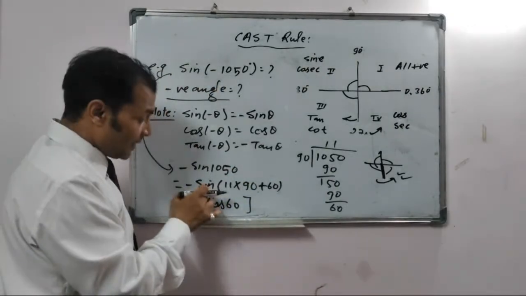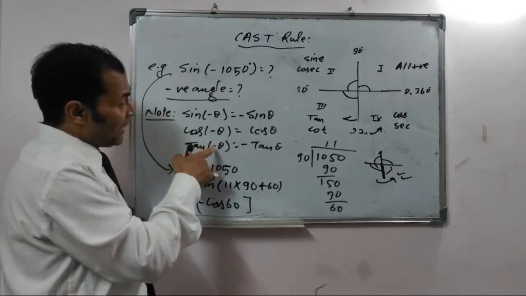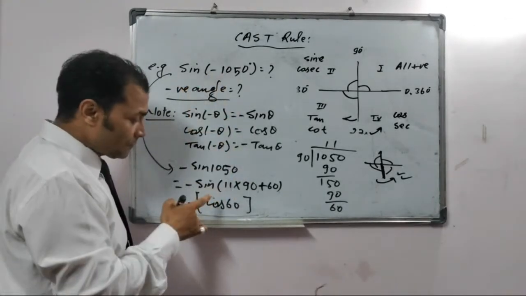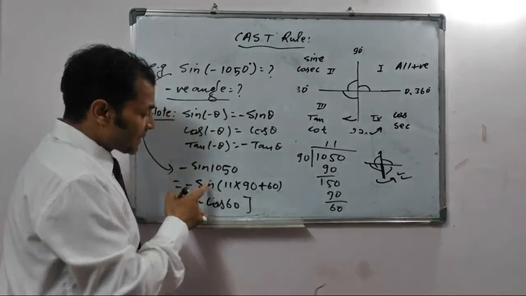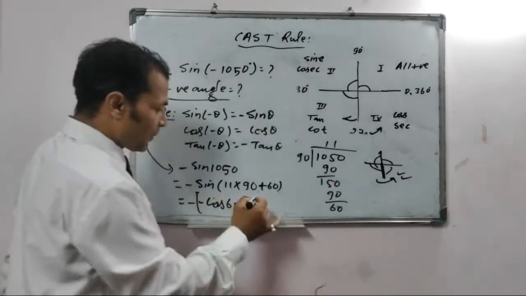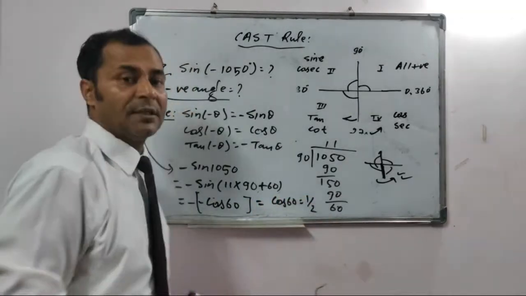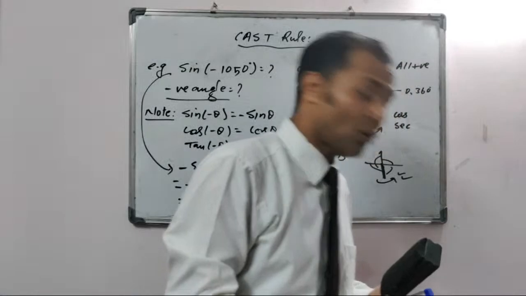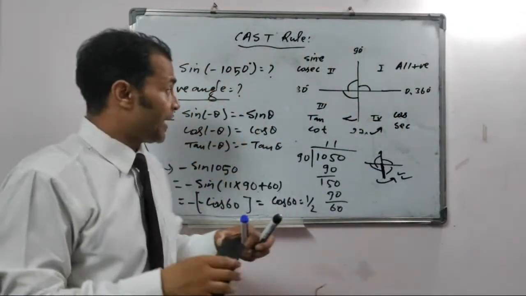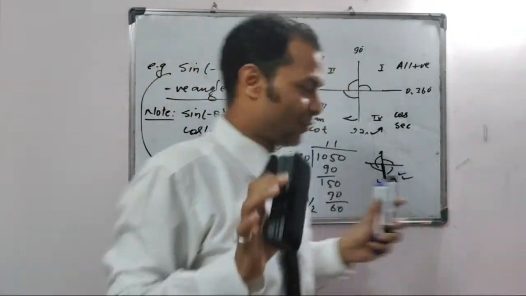Don't say this. Sine is negative. So minus, one more minus. This minus because of the negative angle, and this minus because sine is negative in the fourth quadrant. So that's why minus minus is plus, and cos 60. And what is the value of cos 60, guys? It's 1/2. So these are some basic ideas I needed to give you before we proceed to grade 10 trigonometry.